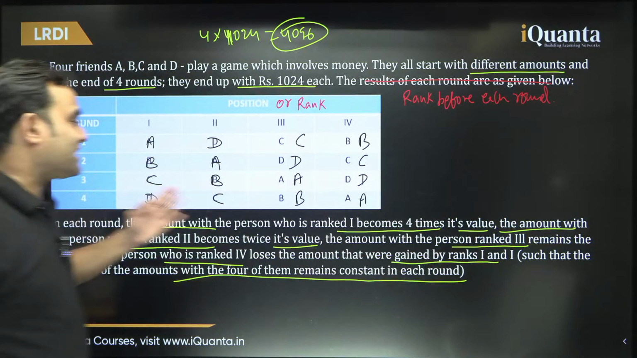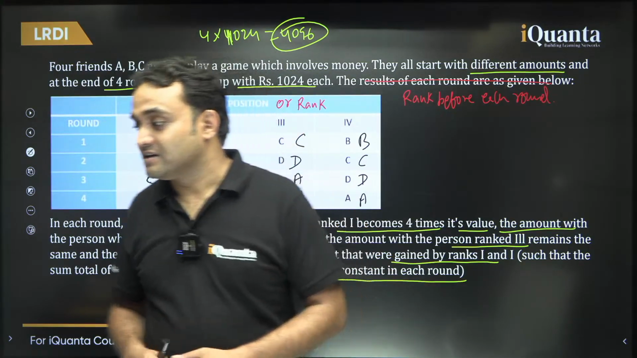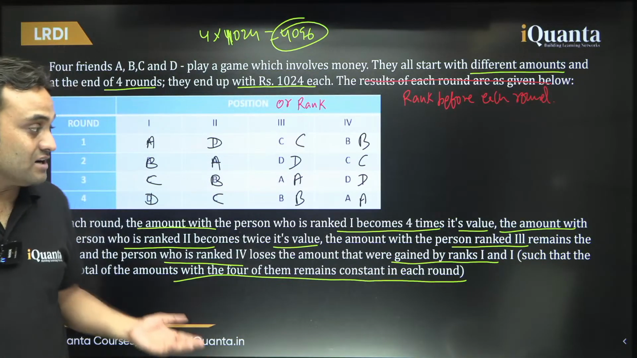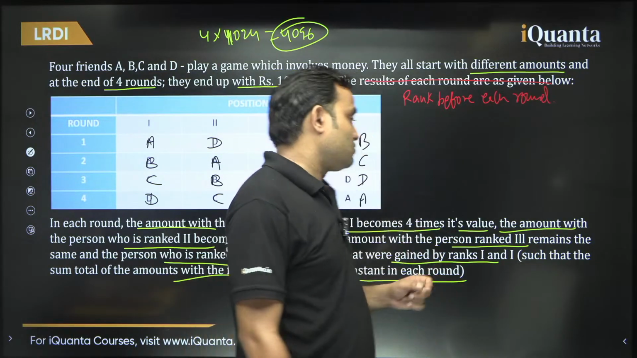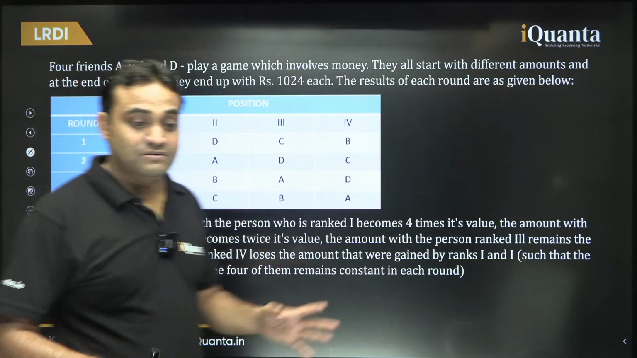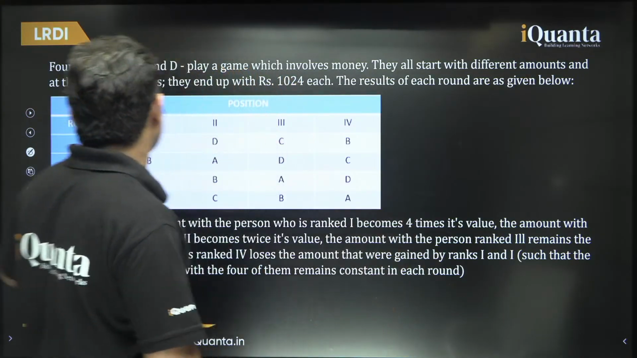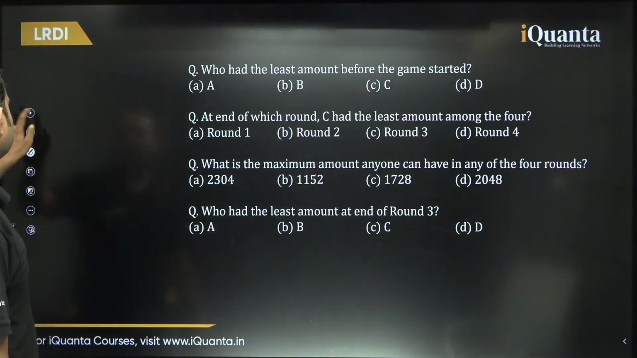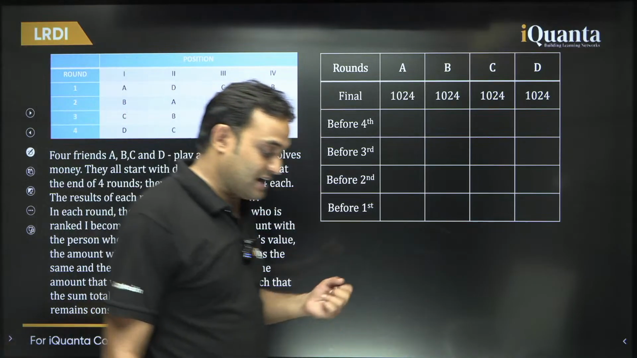Okay, this rank is not decided on the basis of the money they have, right? The rank is not decided on the basis of the money they have. So basically this rank is already decided with some other factor, and we need to follow the money with respect to that rank.